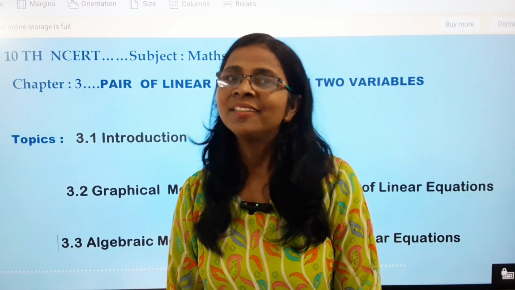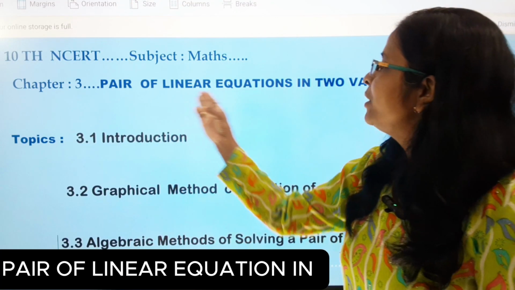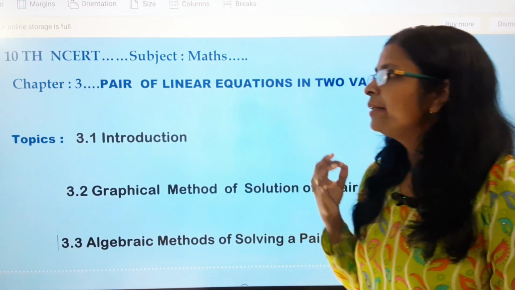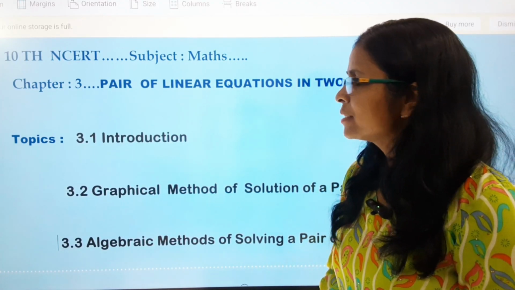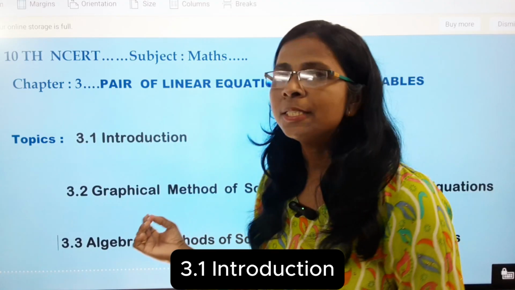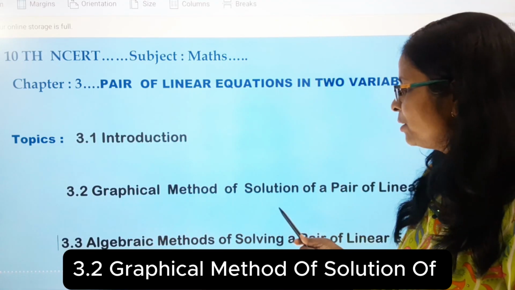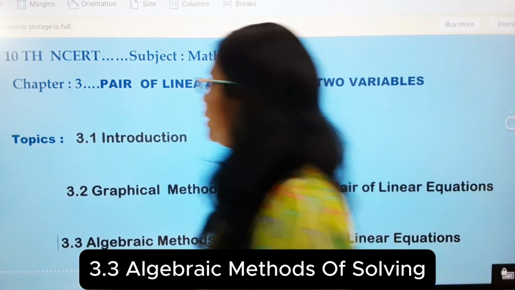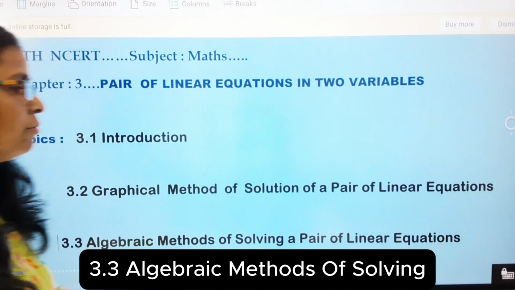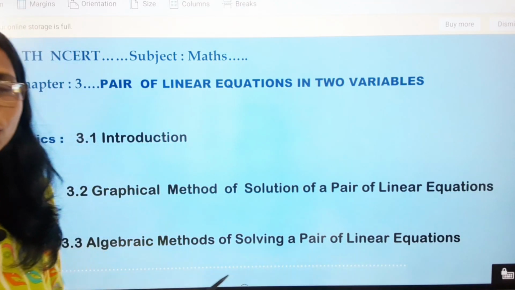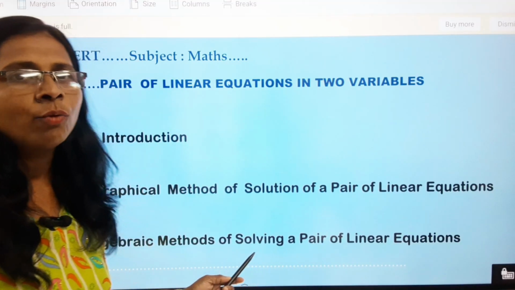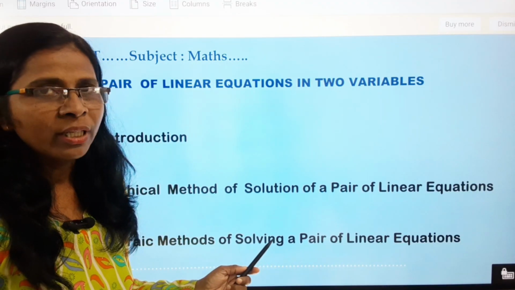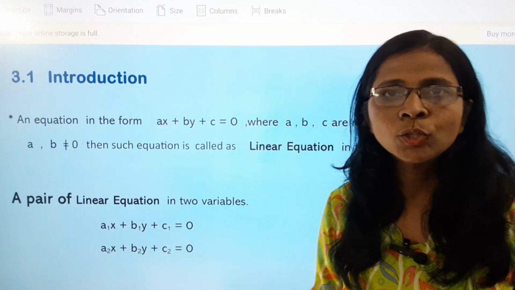Now let us see the third chapter, pair of linear equations in two variables. Here there are three topics. First topic is introduction. Second topic is graphical method of solution of a pair of linear equations. And the third topic is algebraic methods of solving a pair of linear equations. So students, one by one we will clear out our topics. So first topic, that is introduction.